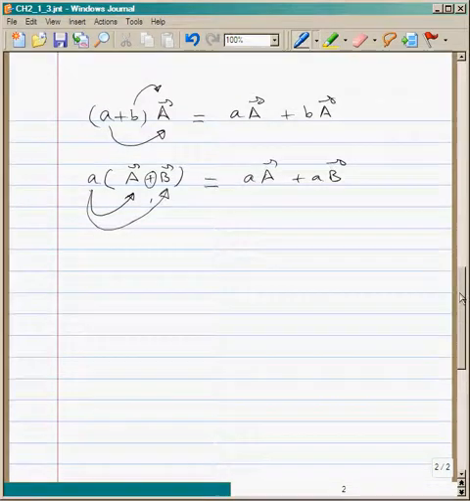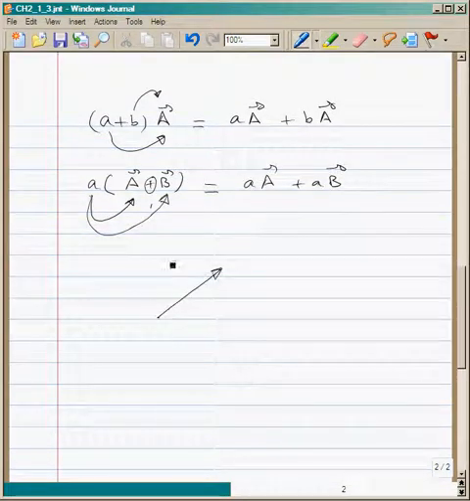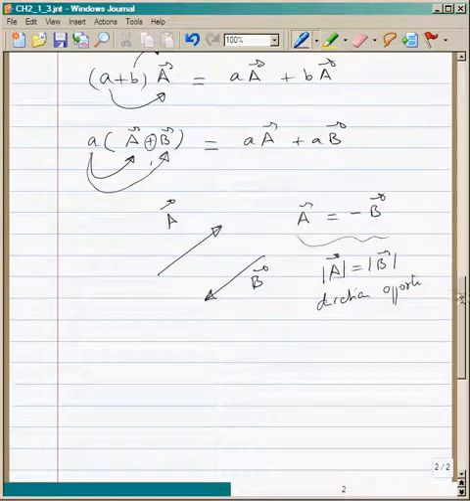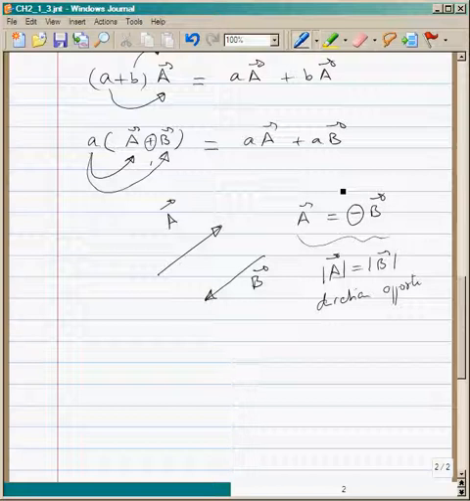If you have a vector A, let's say in this direction, and you have another vector B which has the exact same length, but the direction is opposite, then the relationship between vector A and vector B is the minus sign. This implies that the magnitude of A is the same as the magnitude of B, but the direction is opposite. And this is mathematically represented by the minus sign.